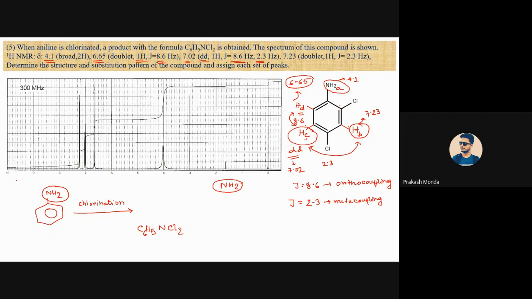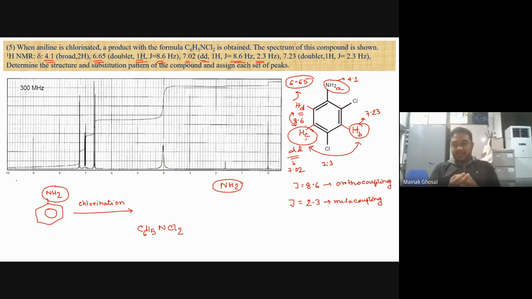Here, the main point is the chemical shift value comparison. HB has a greater chemical shift value than HC, than HD. Due to, yes sir, the minus I effect of chlorine maybe? Yes, you are correct. Thank you, sir. But you can also easily assign it using the coupling constant.